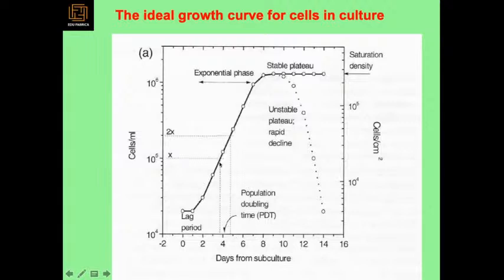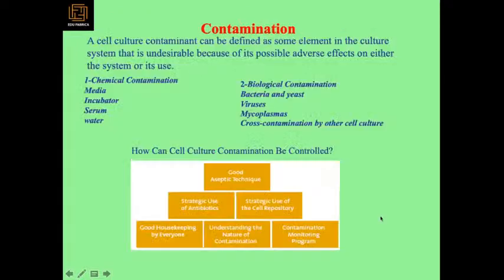Here at the first point, before the fourth day, you have a population doubling time, PDT. From X, it becomes 2X within 4 to 5 days. These are cells per centimeter square, and that's how proper cell growth is done.